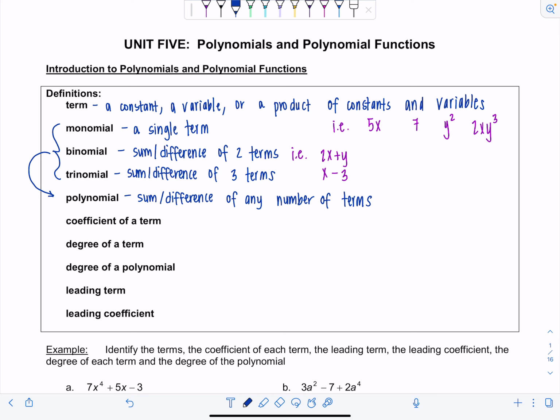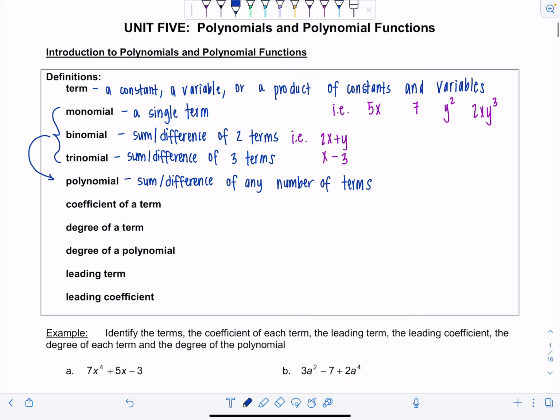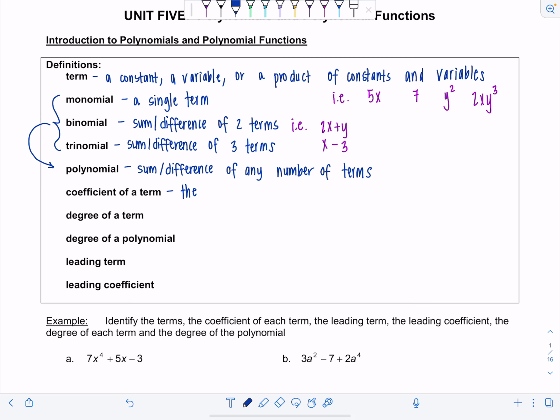Okay, when we refer to the coefficient of a term, that is the constant part. And we'll be working on identifying coefficients of terms in just a second. For some of the ones that I listed over here, 5 is the coefficient on 5x. 7 is the coefficient for just that constant. There's no written coefficient that you can see on y squared, but remember that means it's a 1 since we don't write it, etc.